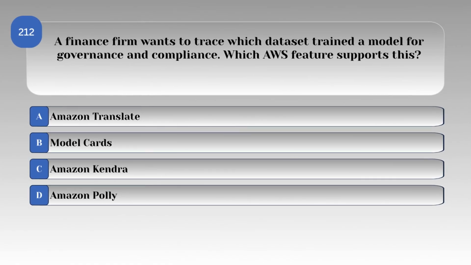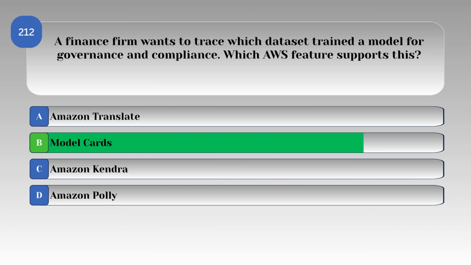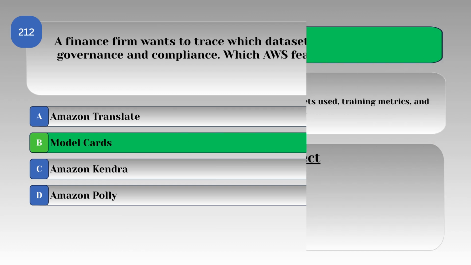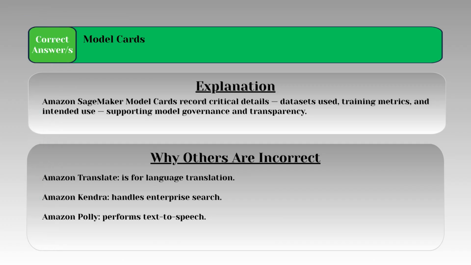A finance firm wants to trace which dataset trained a model for governance and compliance. Which AWS feature supports this? Correct answer: model cards. Explanation: Amazon SageMaker model cards record critical details, datasets used, training metrics, and intended use, supporting model governance and transparency.